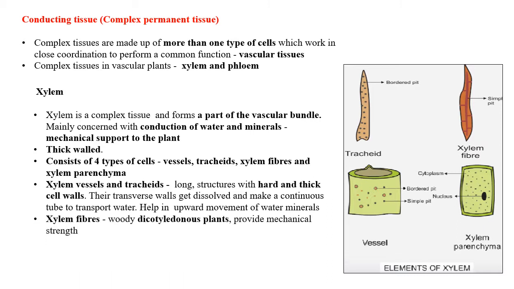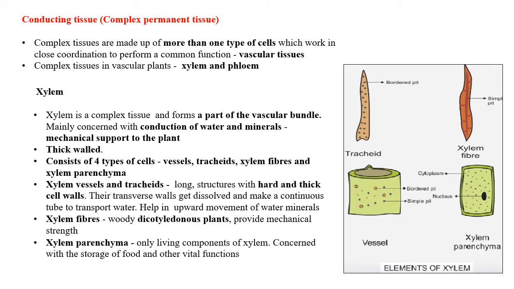Xylem fibers are found in woody dicotyledonous plants. They provide mechanical strength to the plant body. Xylem parenchyma are the only living components of the xylem. These are concerned with the storage of food and other vital functions. They also help in conduction of water and minerals.